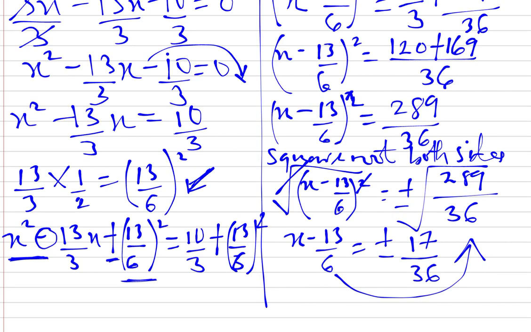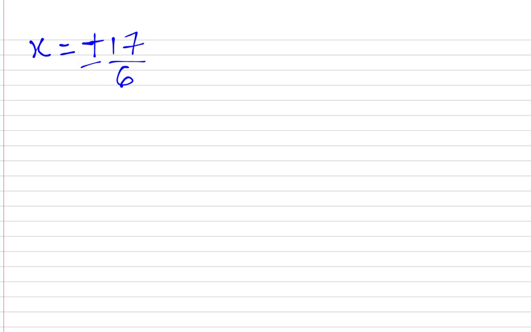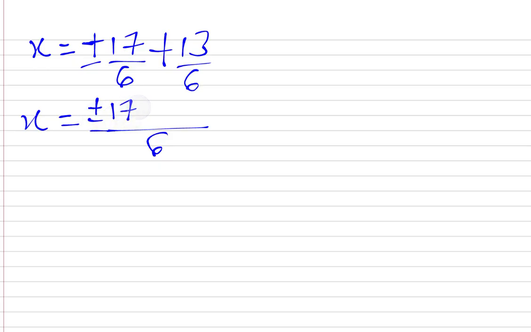And then, so here we have minus 13 first. If minus 13 crosses to the other side, it will become plus 13. Are you seeing that now? So this will be plus 13 over 6. And that will now give us x equals to, LCM here is 6. 6 in 6, 1 times 17. So this plus or minus 17 plus 13, and that will give us x equals to plus or minus.